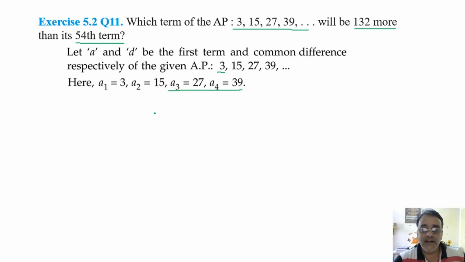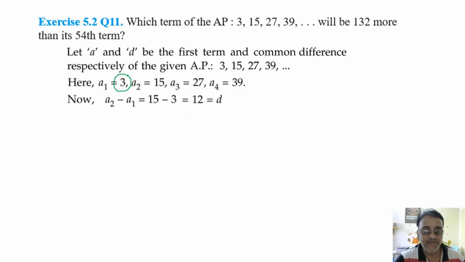Now we have to find the value of D. How will you find D? A2 minus A1. What will you get? 15 minus 3, that is 12. So the value of D is 12. So we got A, that is the first term, 3, and this is the value of D.